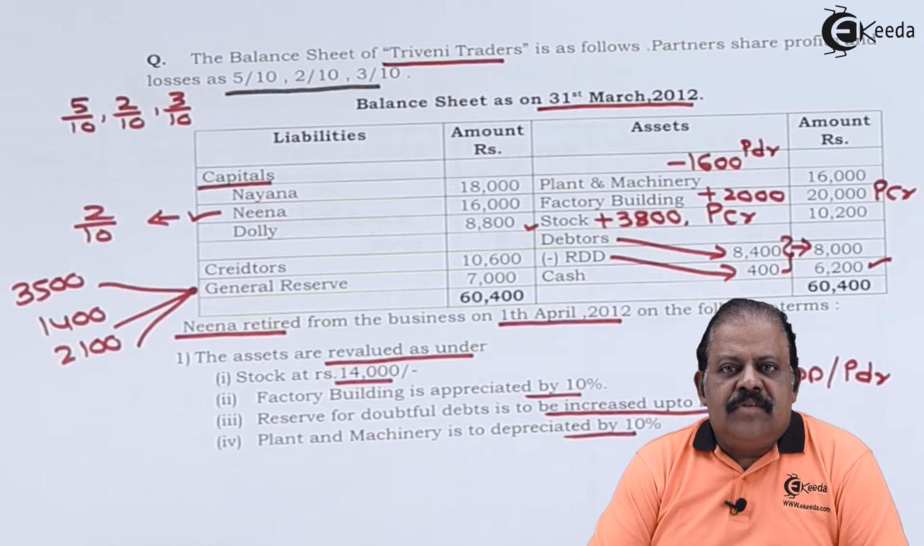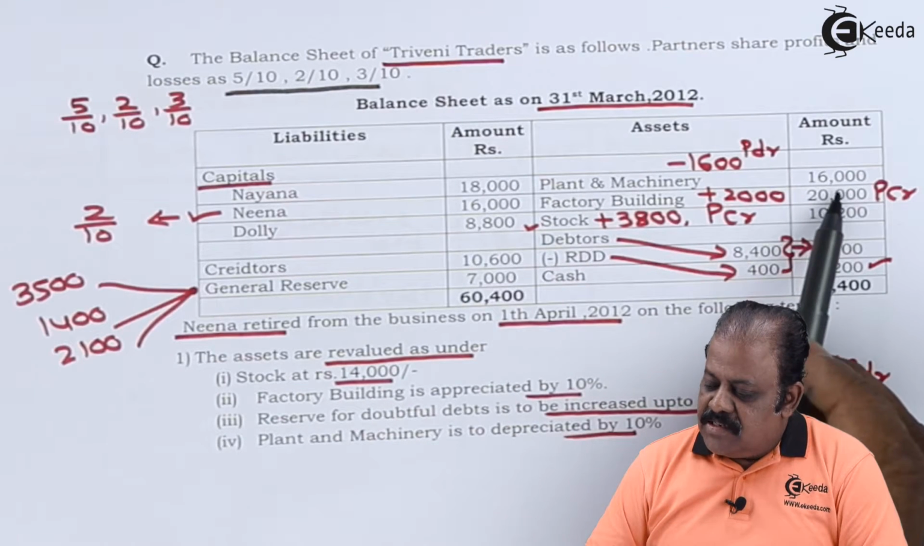Let us check asset side. Plant and machinery 16,000.